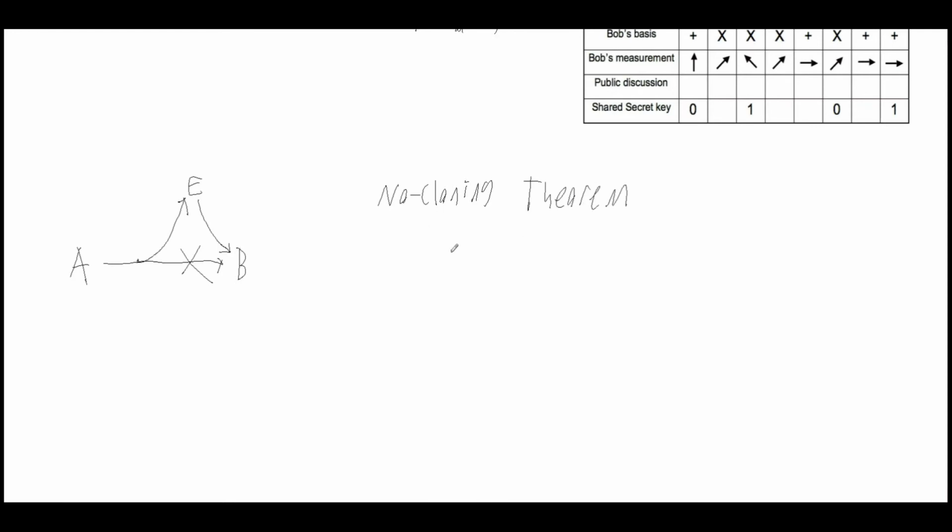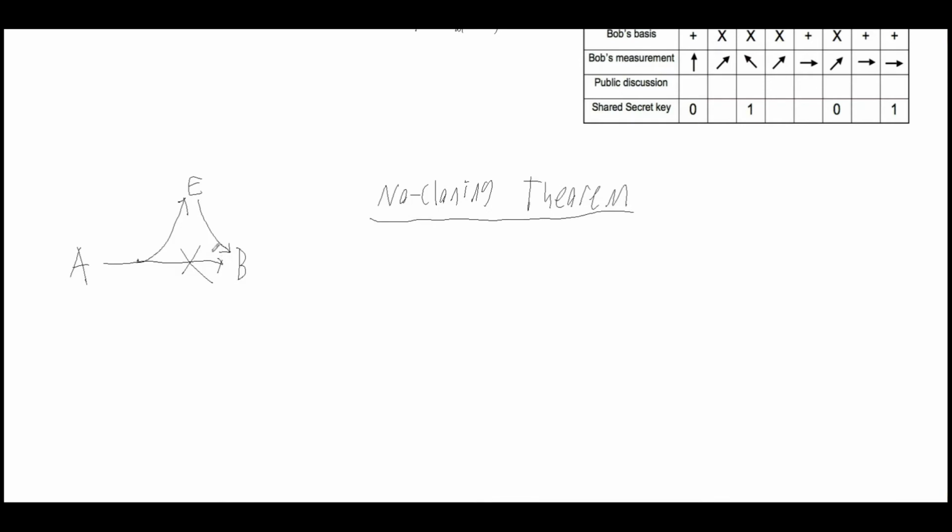I was going to go through the whole no cloning theorem. I mean, it's not that complicated, but there's just kind of a lot of steps. But I think I'm going to keep this one a little bit shorter. It essentially is just telling you that if Eve is intercepting the photon and sending another one to Bob, she doesn't know what to send to Bob.